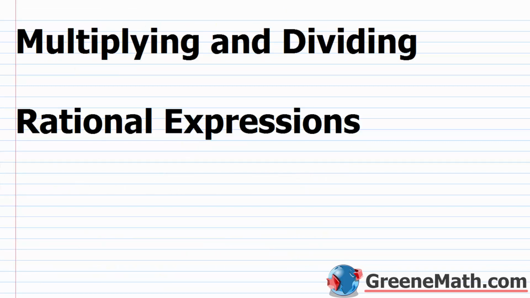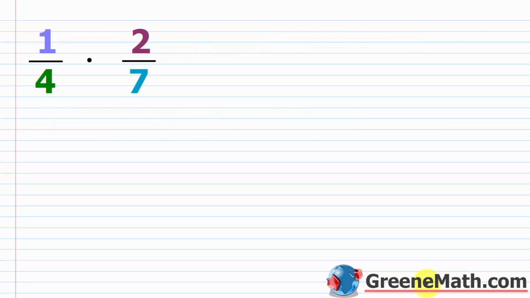In this lesson, we want to talk about multiplying and dividing rational expressions. So in order to multiply and divide rational expressions, we need to think back to our basic math where we talked about multiplying and dividing fractions. So to get things started, let's just look at a very simple example, and then we will take this up a step and we'll think about rational expressions. So we have 1/4 times 2/7. How can we solve this problem?